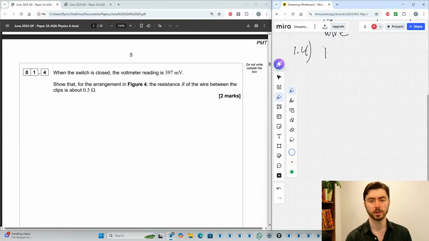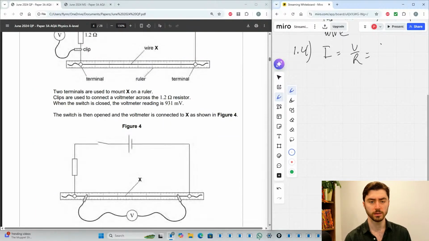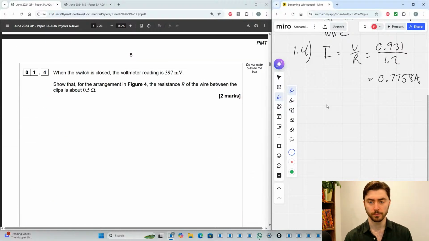So for the first one, current is V over R, which is 0.931. Especially in this paper, being extremely careful with units is super important. That includes any axes, by the way, of any graphs. So the current is 0.7758 amps. And then we know this voltmeter reading.